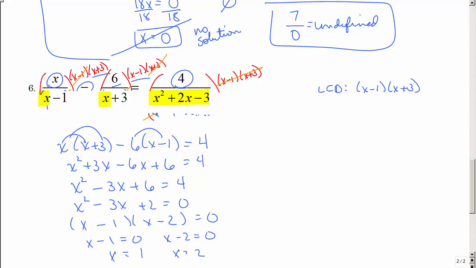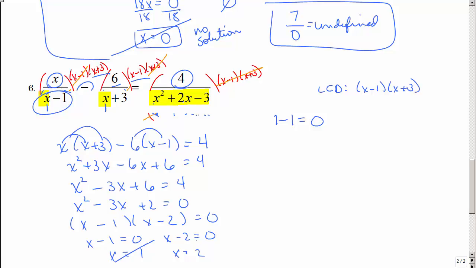Alright, so if I put in 1 right here, if I have 1 minus 1, what is that? That's 0. Even though if I put 1 in here, 1 plus 3 is 4, that's okay. If I put it in here, I wouldn't get 0. But here I got 0, so I have to throw that one out.